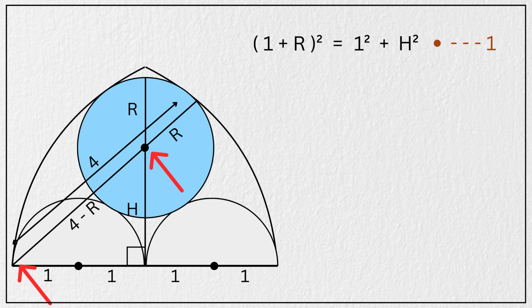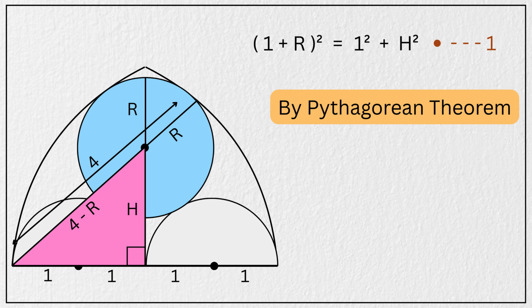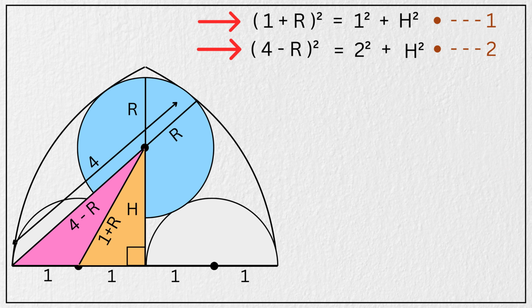Again, look at this right triangle formed between the diameter of the semicircle, the perpendicular line, and this new line. Here the hypotenuse is 4 minus r units, the base is 2 units, and the height is h units. So again, using the Pythagorean theorem, we have (4 minus r) squared equals 2 squared plus h squared, right? Let us mark this as equation 2. Now we have 2 equations and 2 unknown variables.